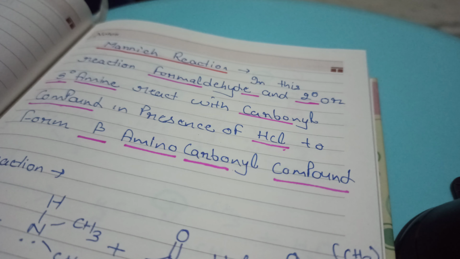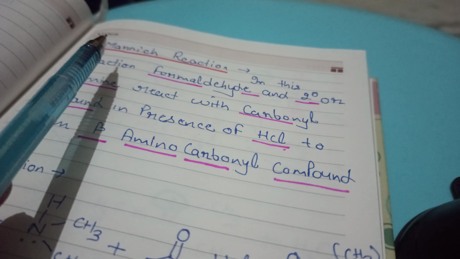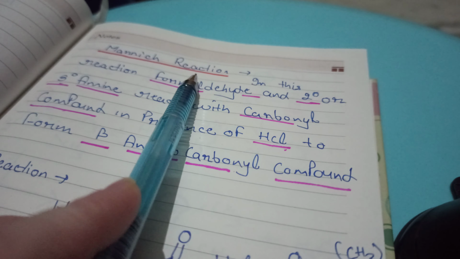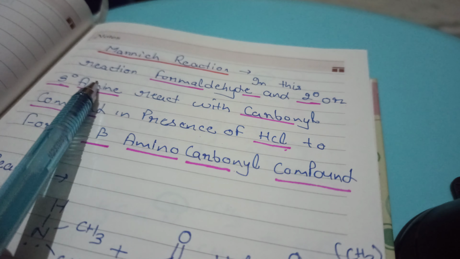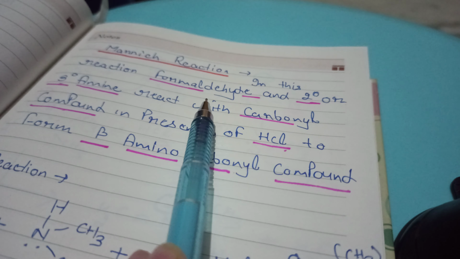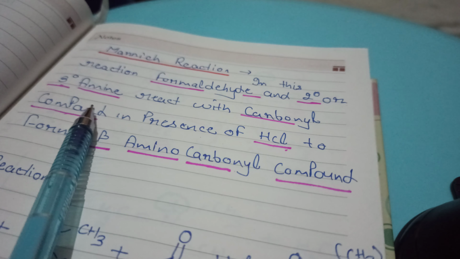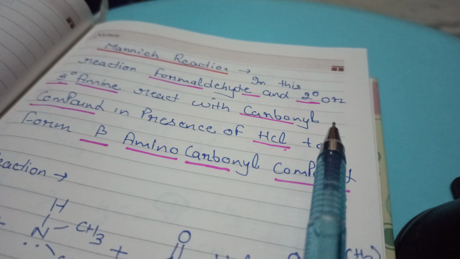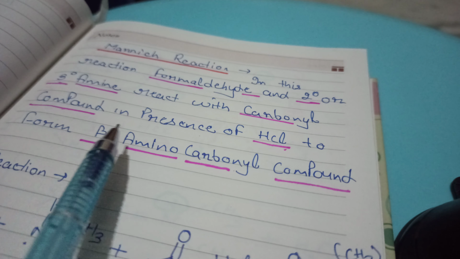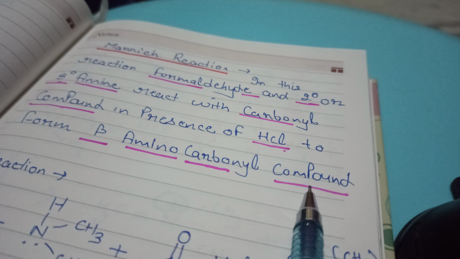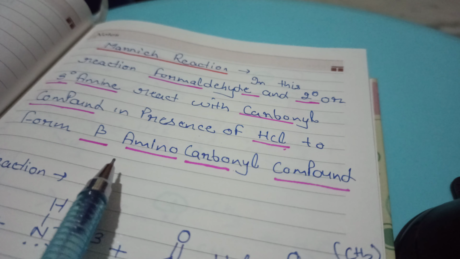Hello students. Next reaction is Mannich reaction. In this reaction, formaldehyde and secondary or tertiary amine react with carbonyl compound in presence of HCl to form beta amino carbonyl compound.